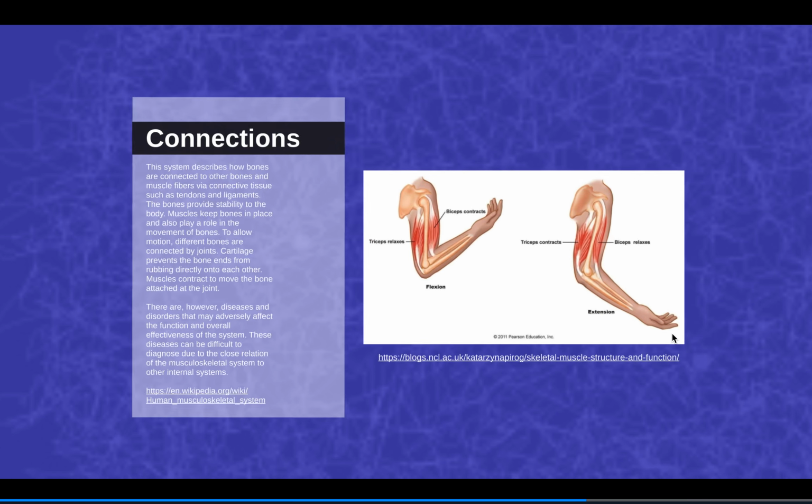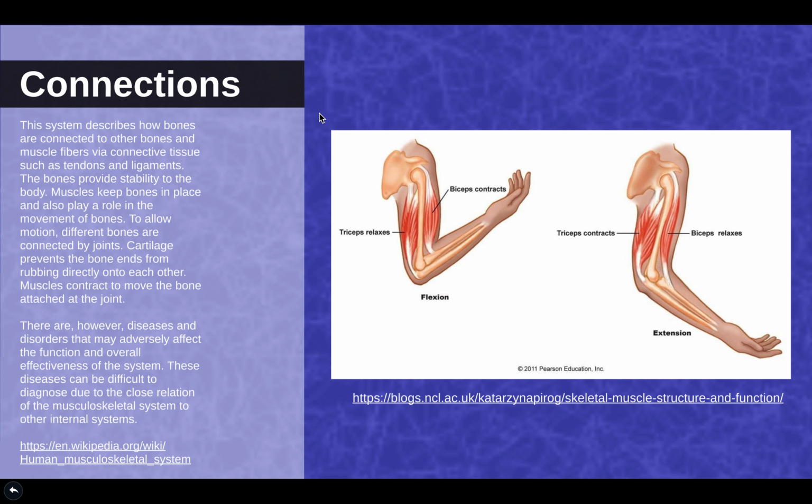So here is some information about the connections. This system describes how bones are connected to other bones and muscle fibers via connective tissues such as tendons and ligaments. The bones provide stability to the body. Muscles keep bones in place and also play a role in the movement of bones. To allow motion, different bones are connected by joints. Cartilage prevents the bone ends from rubbing directly into each other, so that's going to be in between the joints here. There's going to be some cartilage.